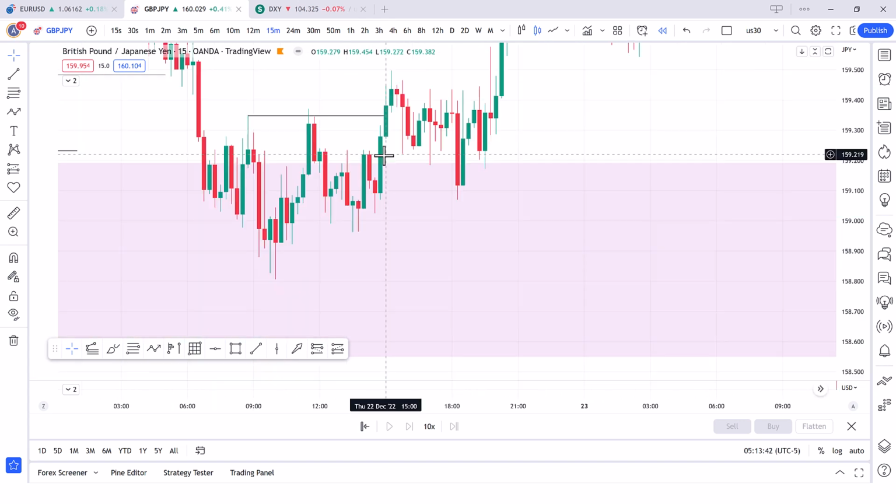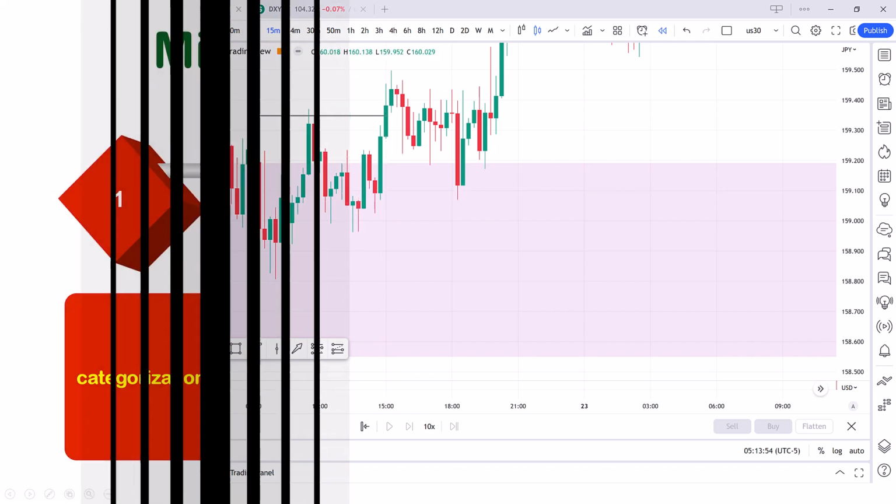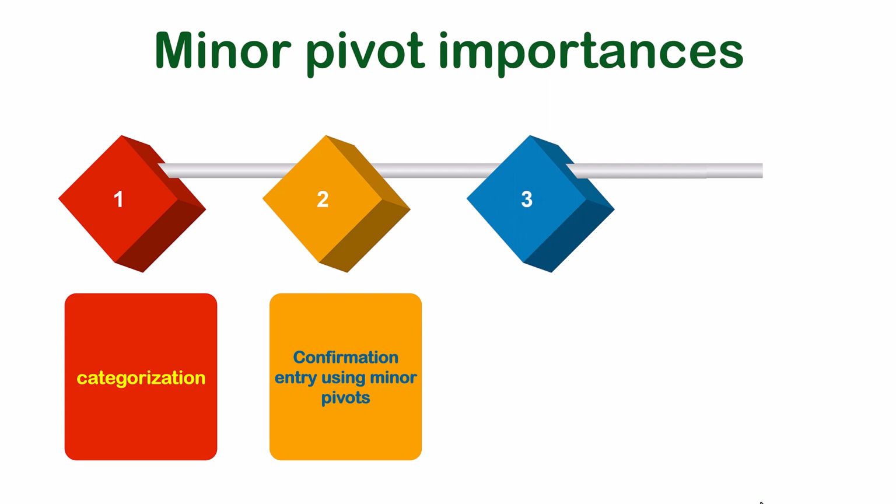So minor pivots are the first signs of the market order flow reversal in the lower time frame that we can use. Anyway, let's talk about other importances of minor pivots. The third importance of a minor pivot is that it helps us with finding order flow direction, especially right after entering a trade.